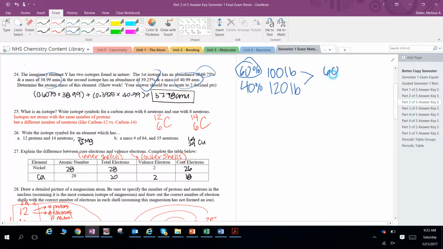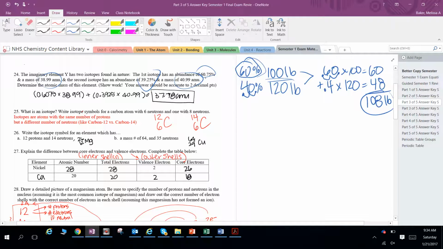So what you do is you move the decimal 2 back from 60. So 0.6 times 100 is 60 pounds. Plus, you do the other one, move the decimal 2 back, 0.4 times 120, and that is 48 pounds. Add those together. The average is 108 pounds, which makes sense that it's a little bit closer to 100 than being right in the middle at 110, because again, 60% of the time you weigh 100.